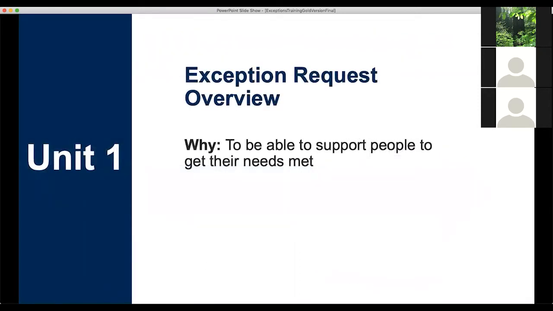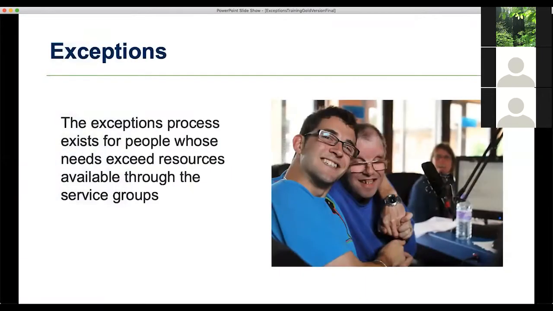So when we talk about the exception requests, the why is fairly straightforward. Exceptions are in place when someone has needs that exceed the resources that are available to them. We want to make sure that people have the support they need for their needs to be met so that they're safe living in our community settings.